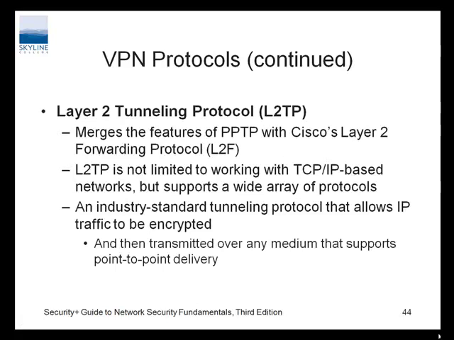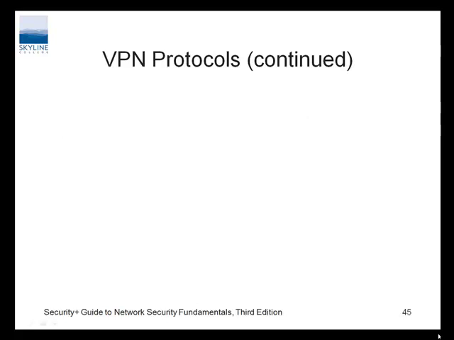Layer 2 tunneling protocol. This is one that Microsoft and Cisco kind of worked together on. It merges Cisco's Layer 2 forwarding protocol with point-to-point tunneling protocol. It's an industry standard, it's there. This one's a little bit more difficult to configure to make work than point-to-point. Point-to-point, PPTP, is the easiest one to make function.